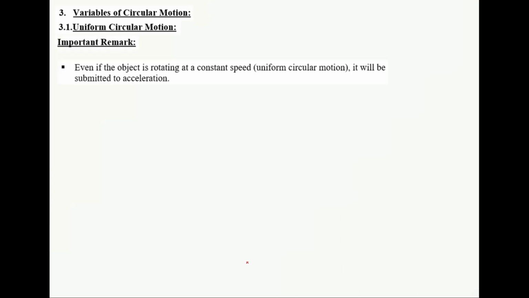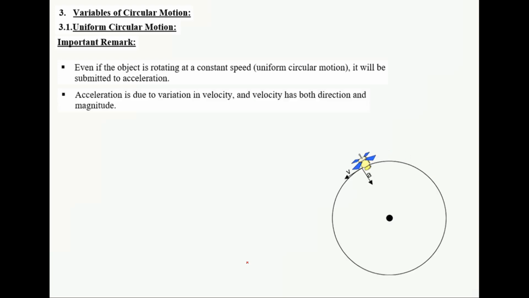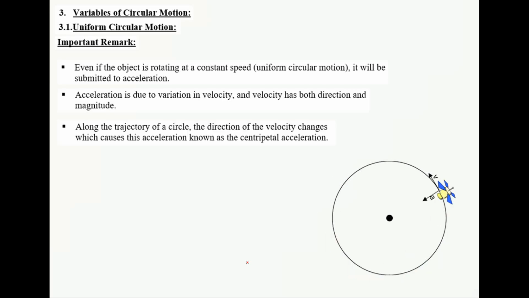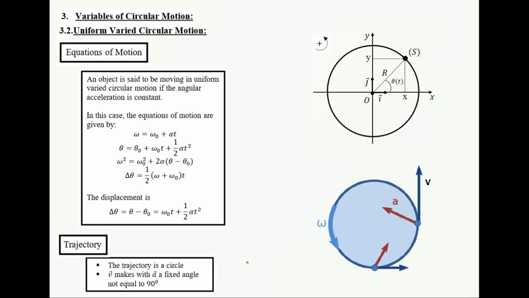Important remark, this is just a recap of what I have said. Even if the object is rotating at a constant speed, uniform circular motion, it will be subject to acceleration. Acceleration is due to variation in velocity, and velocity has both direction and magnitude. So along the trajectory of the circle, even if you're not slowing down or speeding up, the direction of the velocity changes, which causes this acceleration known as the centripetal acceleration.